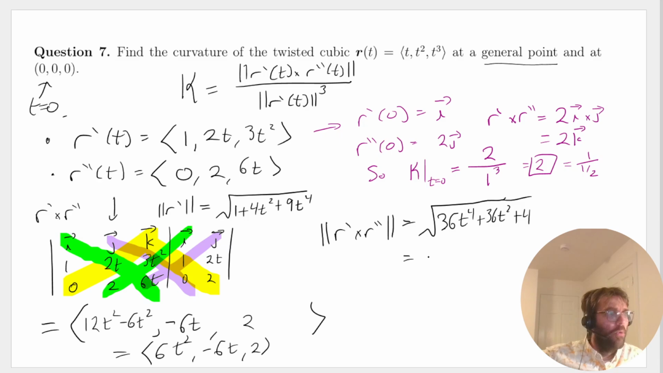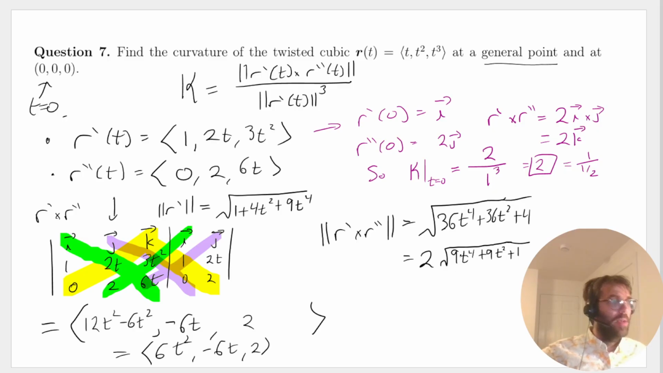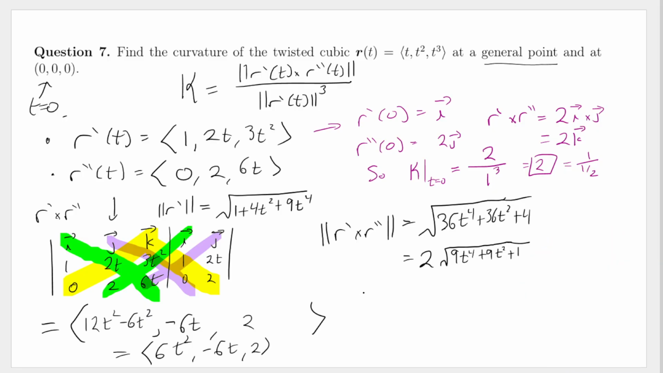You could factor out a 4 from this if you wanted to. There's my 4. It got square rooted. That's 9t to the 4th plus 9t squared plus 1. That's not going to simplify in any sort of reasonable, nice way beyond that. And finally, I'm going to take my camera away so we can just write it down. The curvature is that quantity, 2 times the square root of 9t to the 4th plus 9t squared plus 1, divided by r prime's length cubed, 1 plus 4t squared plus 9t to the fourth. Nothing cancels here. We just get this formula.